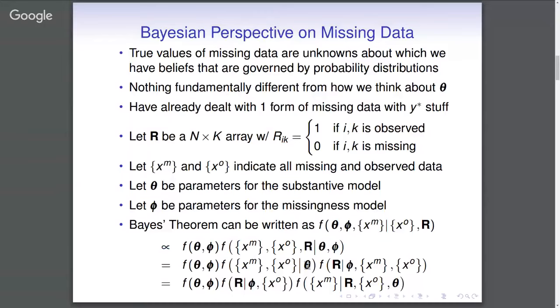So here we see theta pertains to the substantive model, like how X is generated, and phi pertains to how R is generated, and they don't cross over. Or there's another way we could write this, which is also equivalent to the first two: a prior on theta and phi, a likelihood for R given phi and the observed data, and then a likelihood for the missing data conditional on R and theta and the observed data.